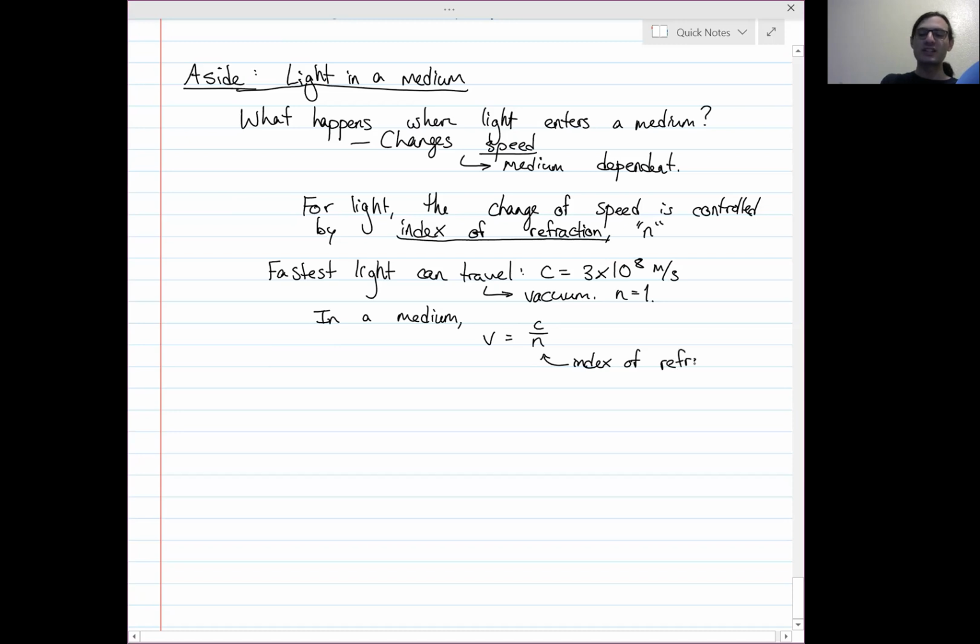So if you know the index of refraction for a material, you can find the speed of light in that material by just dividing the speed of light, c, by its index of refraction. And just as a corollary of this statement, this means that n has to be greater than or equal to 1 for all media, because nothing can travel faster than the speed of light, so n always has to be greater than or equal to 1.